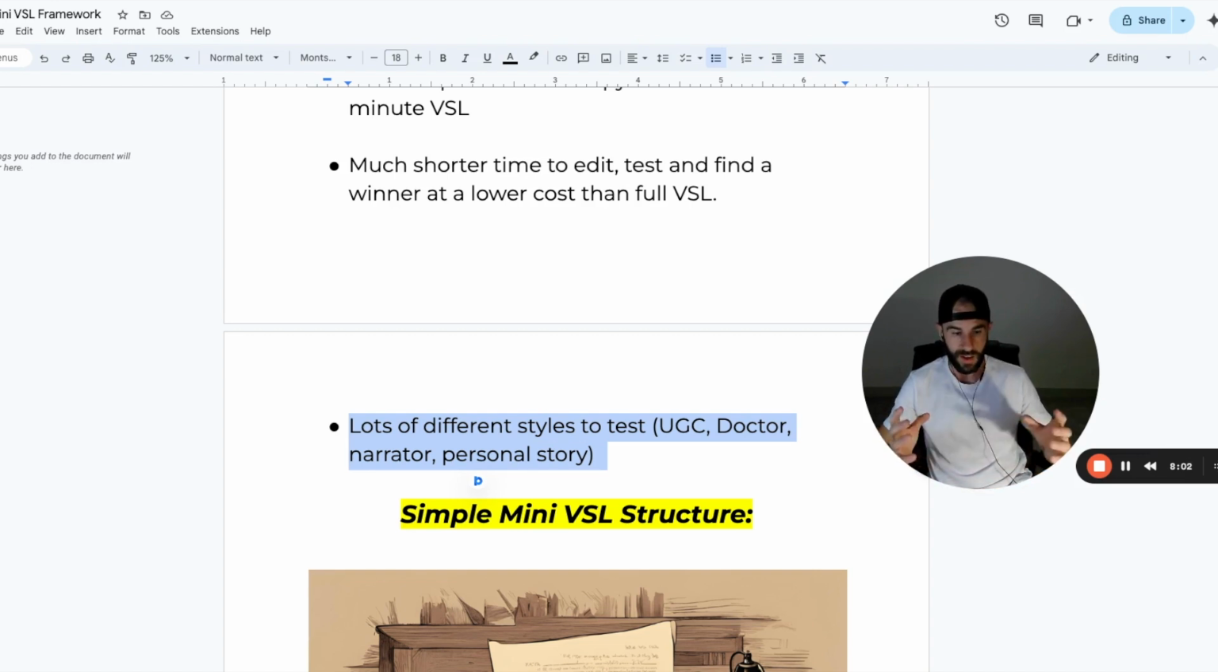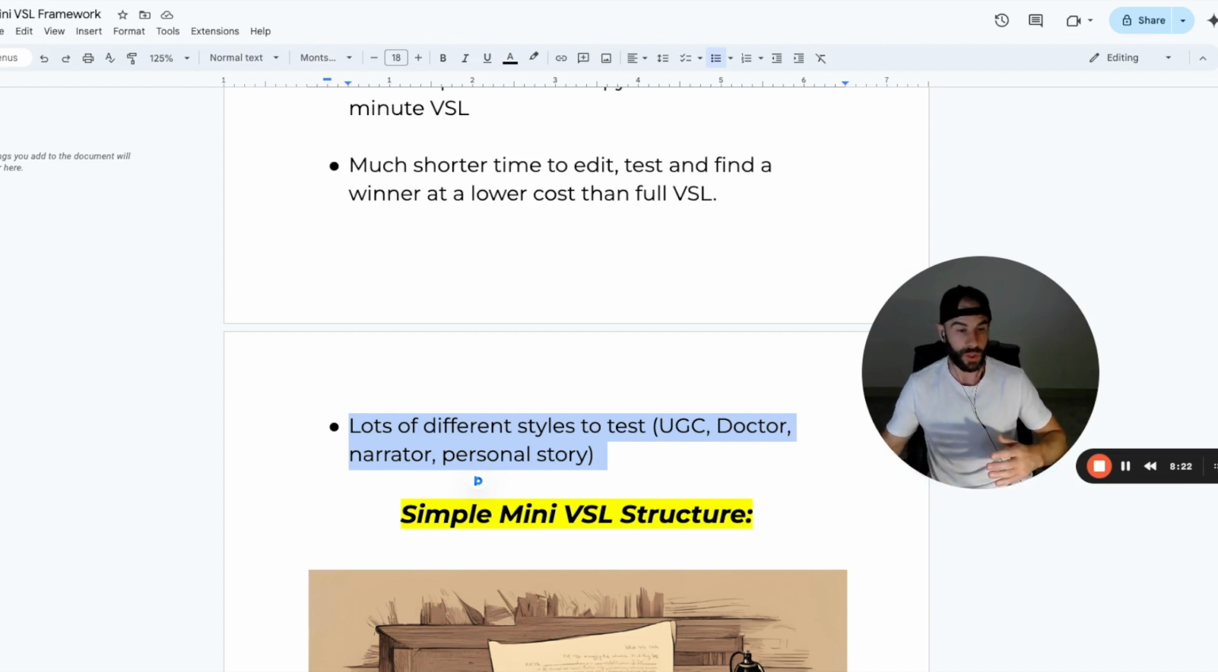There's a lot of different styles of these mini VSLs to test. So not only can you split test a lot of the hooks, the offers, different elements of it, and things along those lines, you can also split test quite a few different styles of mini VSLs to find out what people in your audience are really resonating with and liking quite a bit.